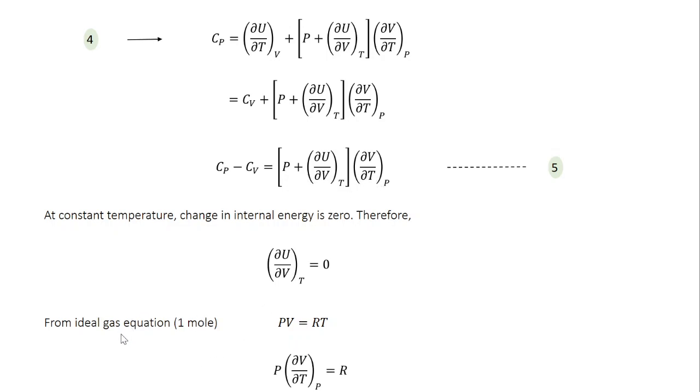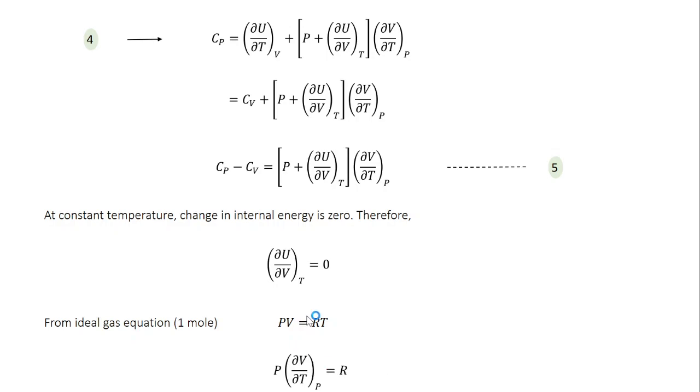From the ideal gas equation I know that PV equals nRT. Imagine that you are taking 1 mole of gas, n equal to 1, so the ideal gas equation becomes PV equal to RT. Now you can take the derivative on either side with respect to temperature. Pressure is a constant, so you can take it outside the derivative. So you have the derivative of volume with respect to temperature at constant pressure, ∂V/∂T at constant pressure. On the right hand side, R is the universal gas constant and the derivative of T with respect to T equals 1. So on the right hand side you have R.